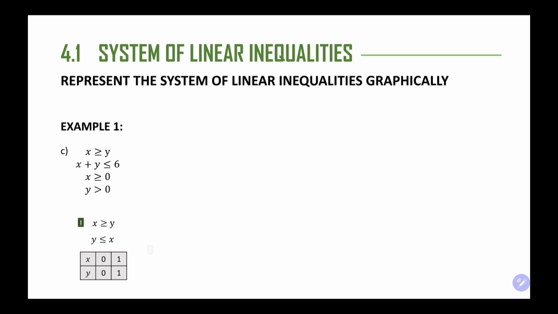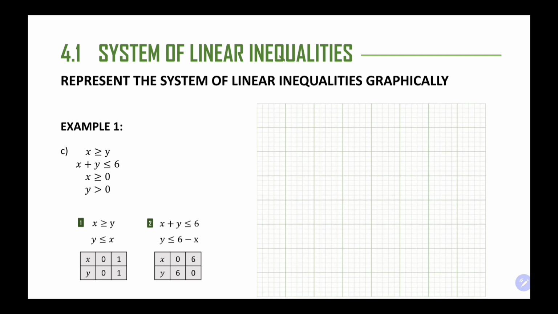Then we have the second equation, x plus y less than or equal to 6. Then we arrange y less than or equal to 6 minus x. Then we find the intercepts. When x equals 0, y is 6. And when y equals 0, we get x equals 6.